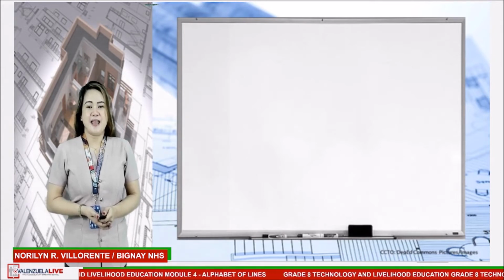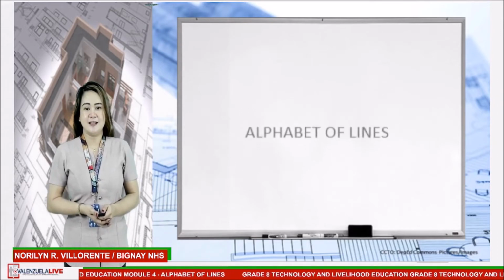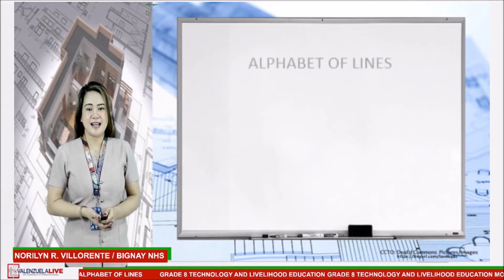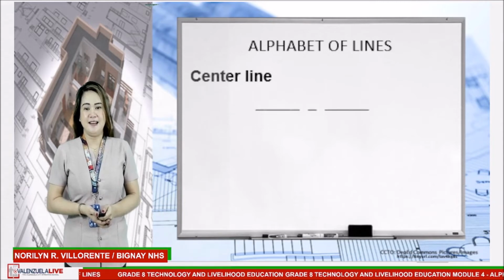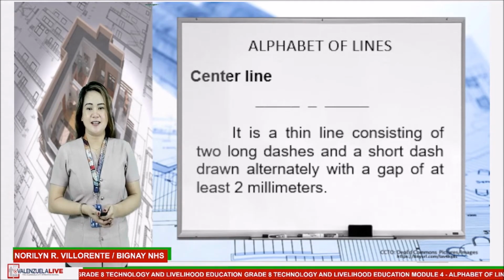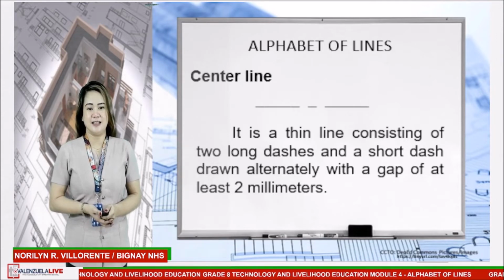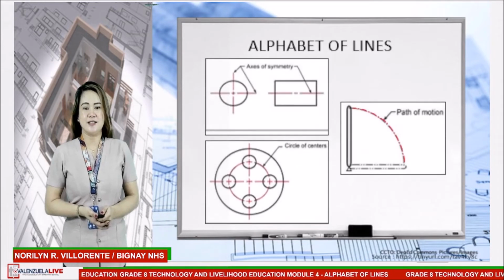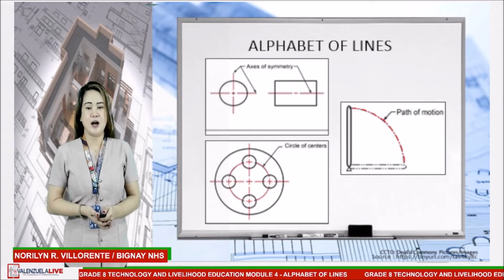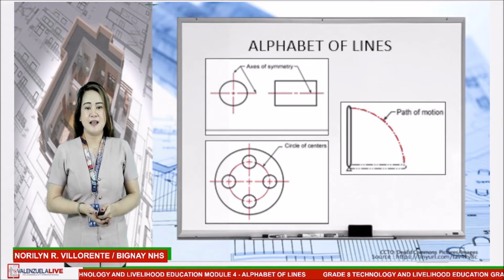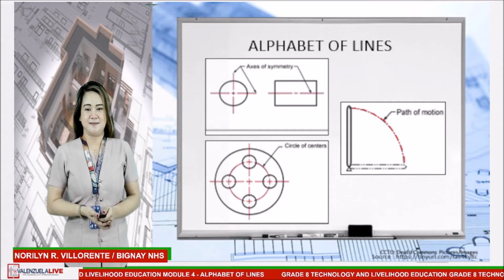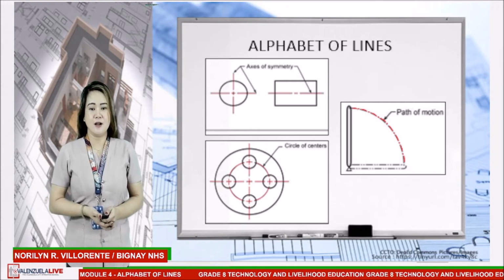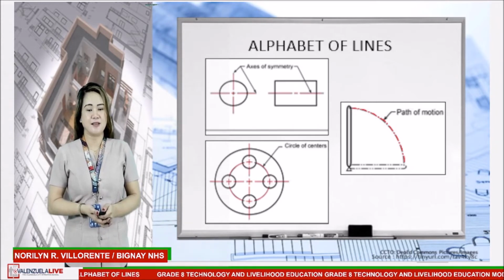Okay, we have the different kinds of line symbols in alphabet of lines, such as the center line. It is a thin line consisting of 2 long dashes and a short dash drawn alternately with a gap of at least 2 millimeters. Center lines are used to indicate lines of symmetry and commonly used to indicate the axes and holes in cylinders. They are important for interpreting cylindrical shapes, and they are also used to indicate circle of centers and path of motions.